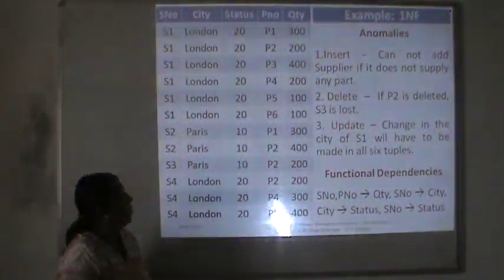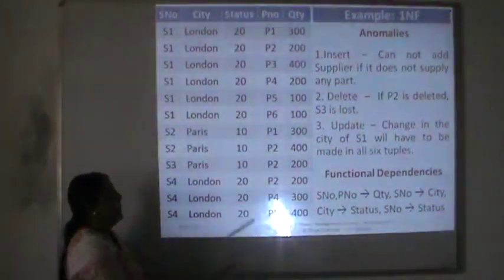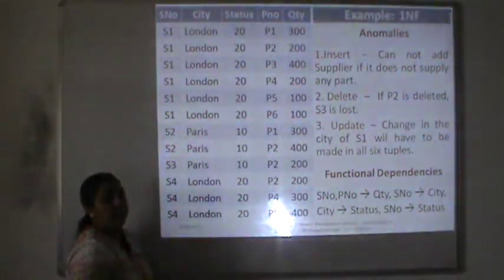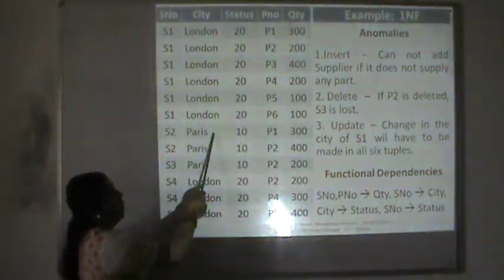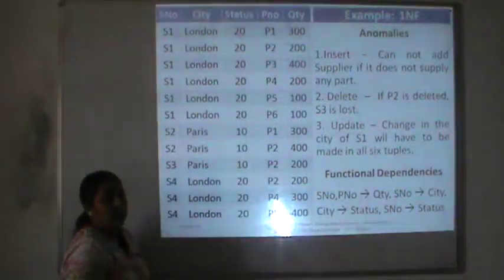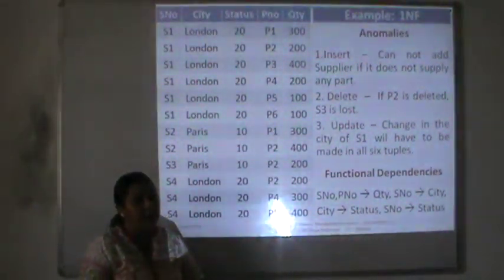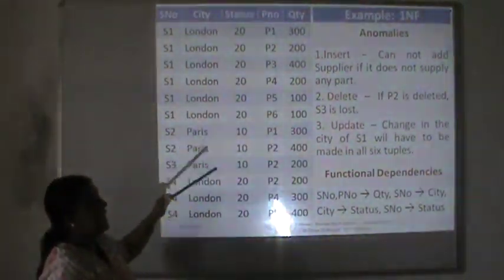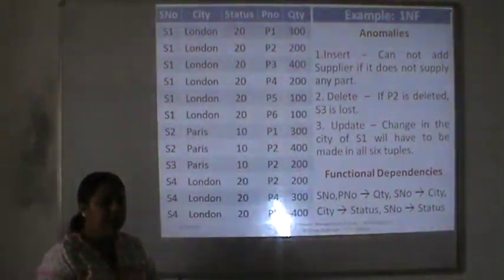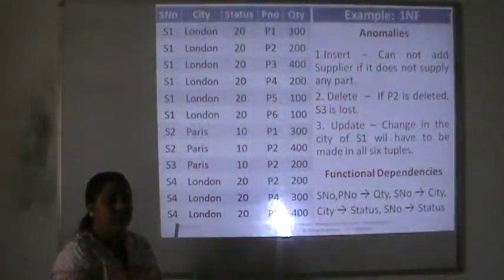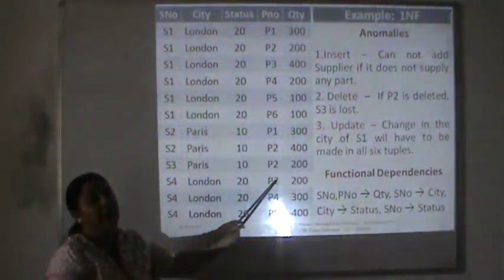Let us take another example. If the status of Paris changes from 10 to 30, I'll have to make changes in tuples 1, 2 and 3. So it is again the update anomaly. So we have seen that this relation, although it is in first normal form, has insert, delete and update anomalies.